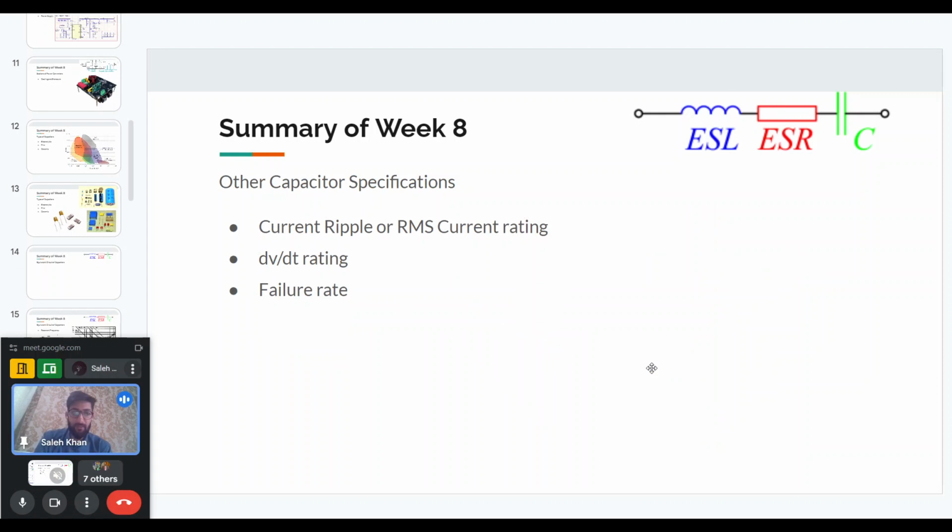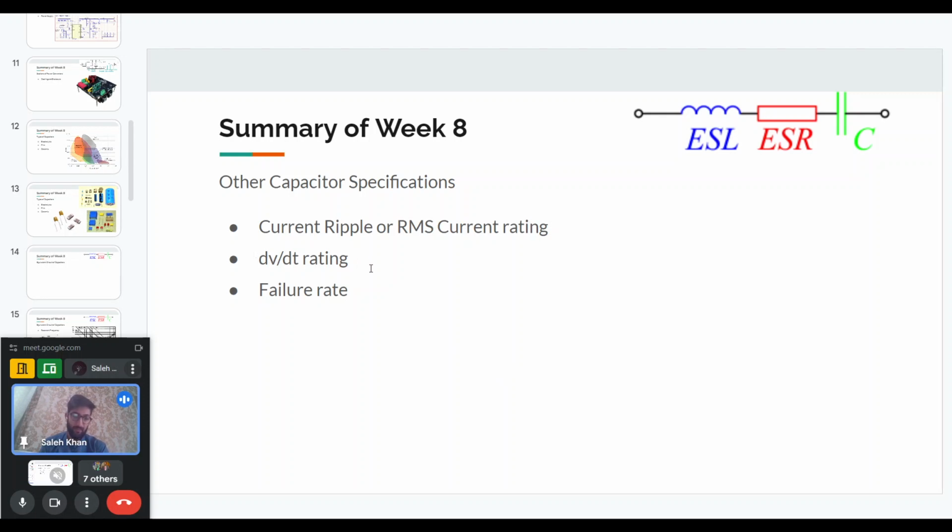And then we have some other capacitor ratings. We can have the current ripple rating, which is basically how much RMS current the capacitor can handle before it heats up too much and can no longer operate normally. Because of the RMS current, the capacitor will heat up because there will be some losses in the ESR. So to limit the temperature to a particular value, there will be a particular maximum RMS current rating.